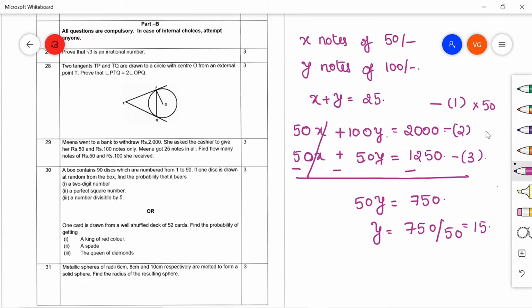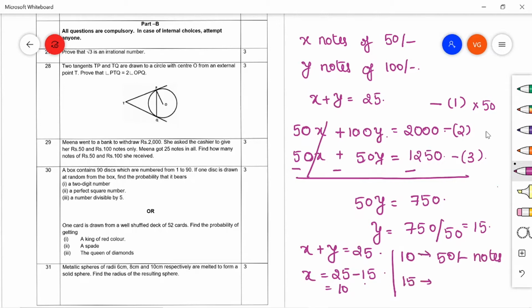Then substitute the y value in one of the equations. So take x plus y is equal to 25. So x is equal to 25 minus y, that is 25 minus 15, is equal to 10. So she received 10 fifty-rupee notes and 15 hundred-rupee notes. That you have to write finally and put a box around. So this is how we can solve this question.